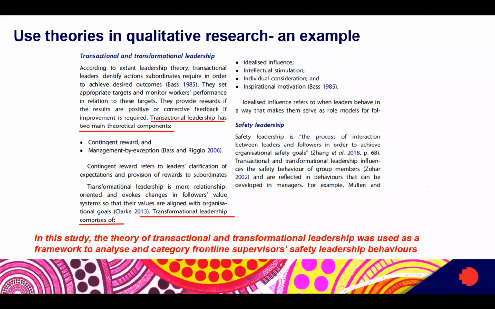According to the theory of transactional and transformational leadership, transactional leadership has two main theoretical components, including contingent reward and management by exception.